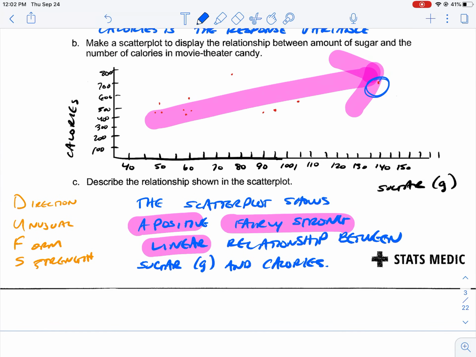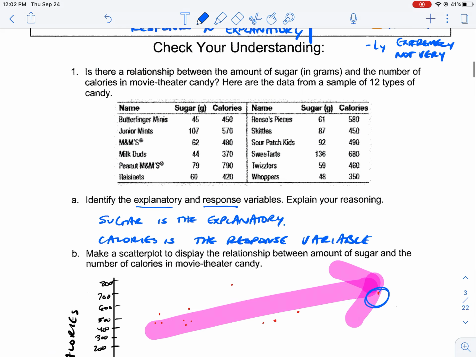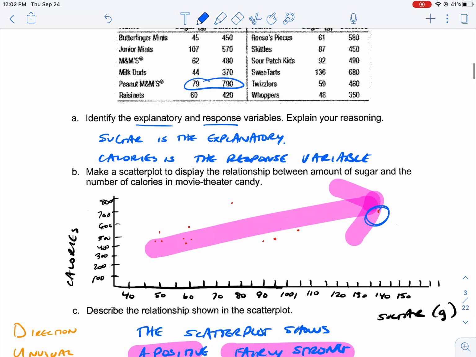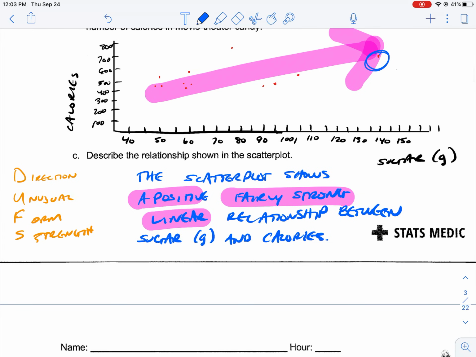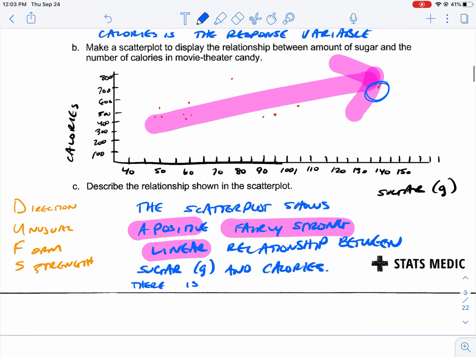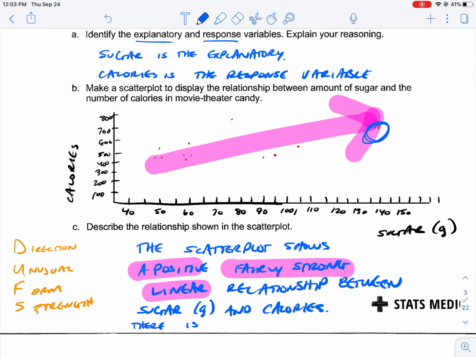And I kind of point to this one right here, right? It's way out there, and that's peanut M&Ms. Peanut M&Ms, 79 grams of sugar, 790 calories. So mine should even be a little bit higher there. But what we'd say about that is there is a possible... Oh, no, sorry, it's not that one. So this is a potential one. This is a potential one.